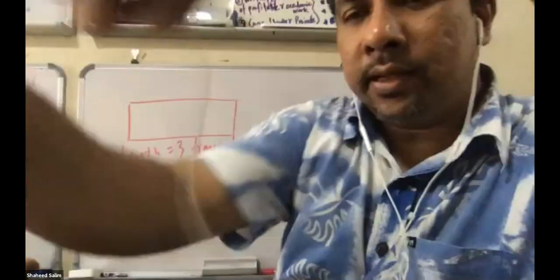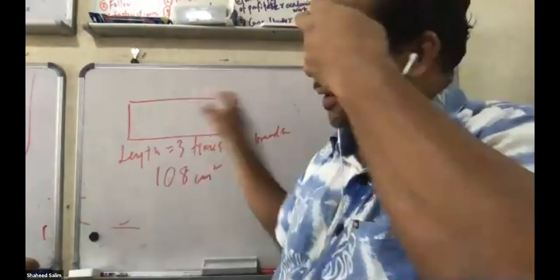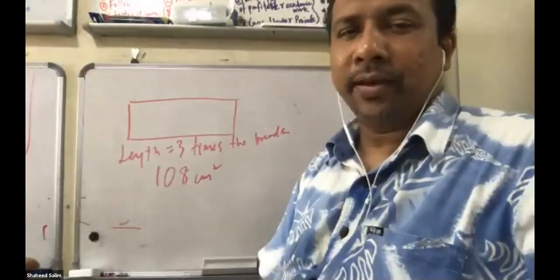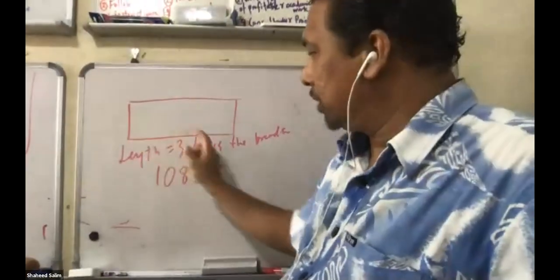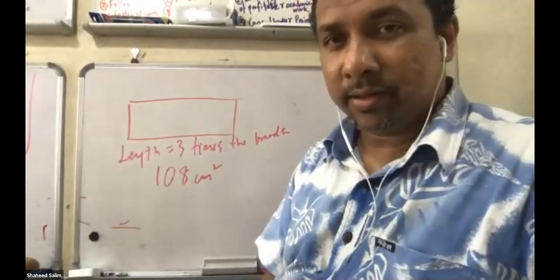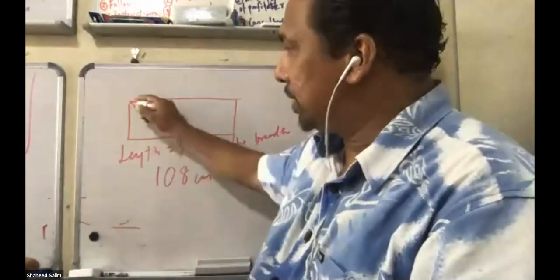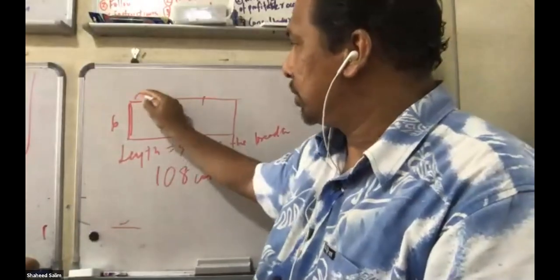Okay, do you get the answer, Zain? What was the question again? Find the length and the breadth. So the length is 3 times the breadth. The breadth is 6, is it? No, so you found one side. You found this is 6, is it? So what's the length? The length you can fit in 3 breadth. So what's the length?